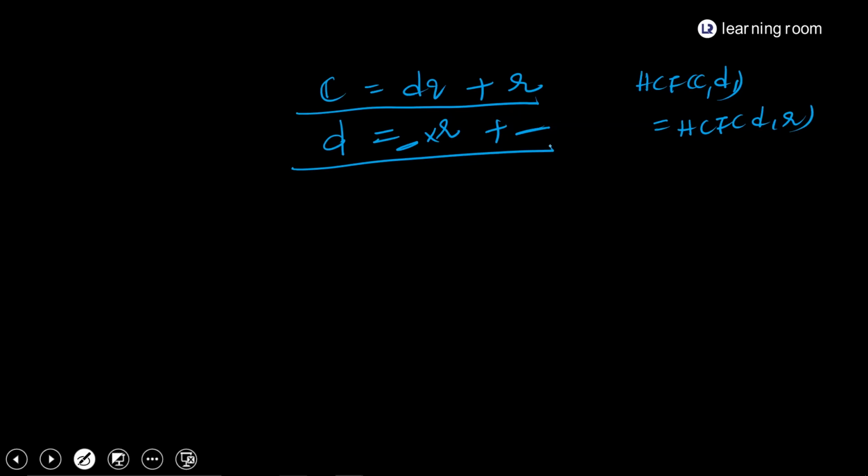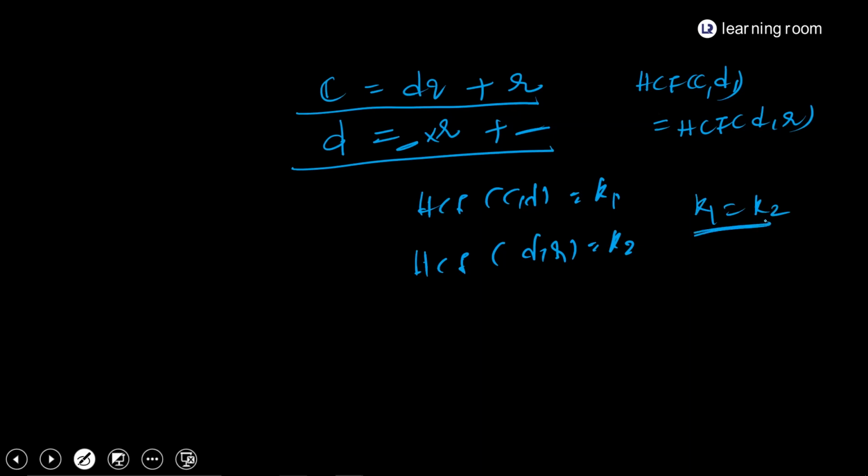So let's say you take HCF of C comma D is some K1. Then HCF of D comma R, take some K2. Now we want to prove that K1 is equal to K2. So that is our goal, right? K1 is equal to K2.